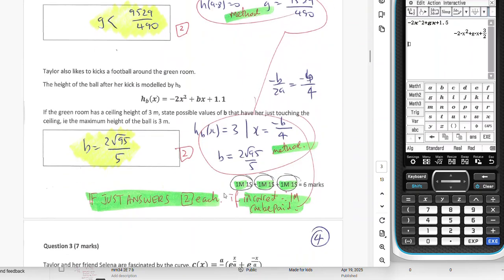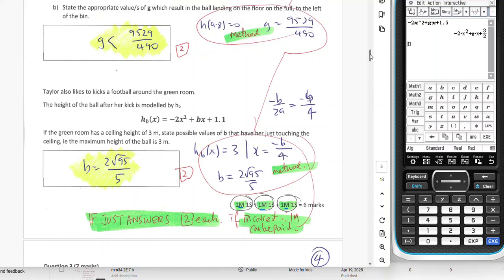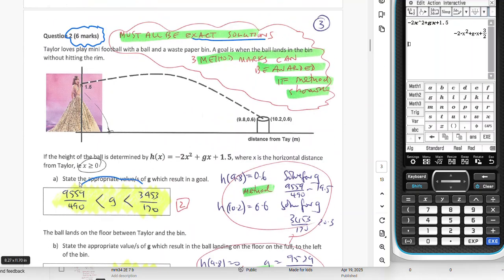The second point is that there are method marks associated with this question, as well as a solution mark. So if all you are doing is writing this answer here, you only get 1 mark out of the 2. You need to show this sort of notation to get your method.